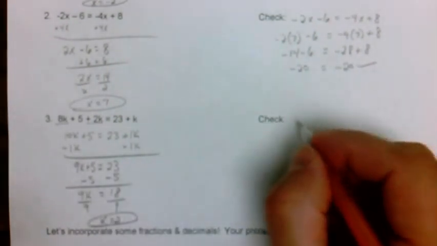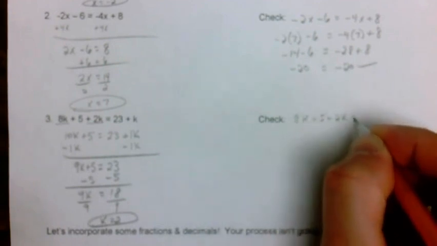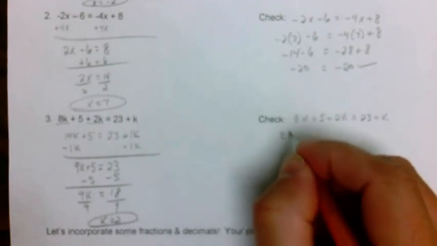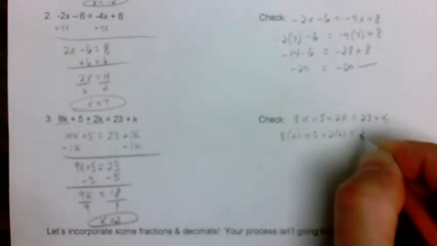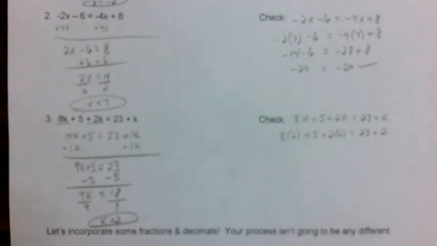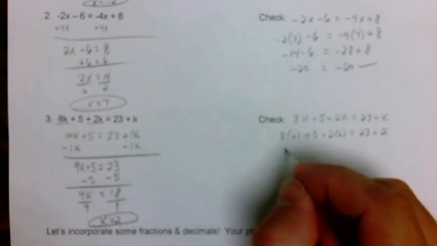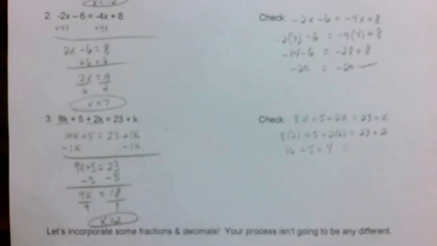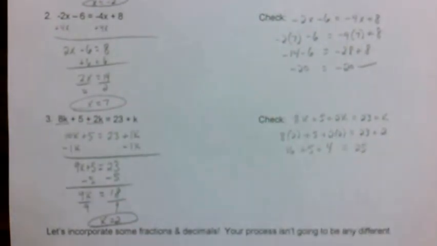Again, we'll check to make sure. 8k plus 5 plus 2k equals 23 plus k. K is 2, so 8 times 2 plus 5 plus 2 times 2 equals 23 plus 2. On the left, we'll multiply before we add. 8 by 2 is 16, plus 5, plus 2 times 2 is 4. And on the right, 23 plus 2 is 25.